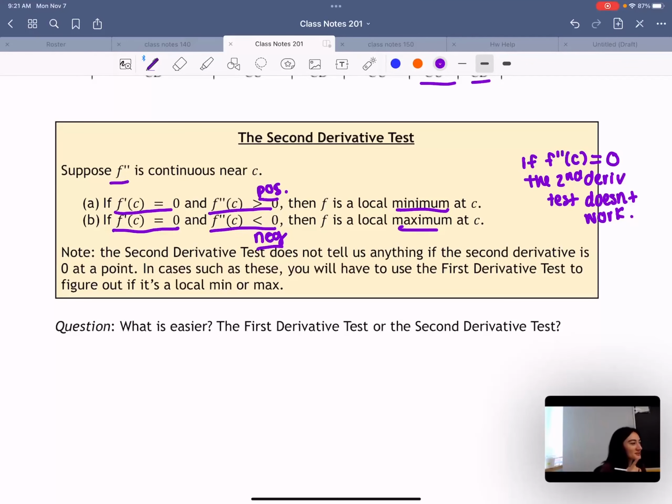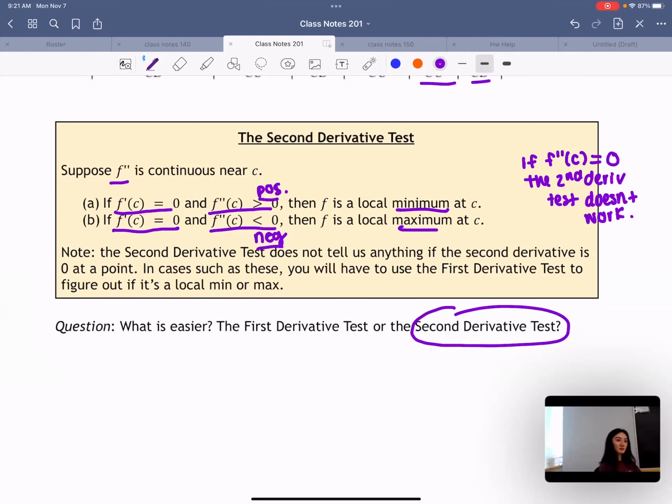Okay, what if it's a polynomial and it's really easy to find the second derivative? Honestly, it's kind of up to you here. To me, I think the second derivative test is easier. And I think when we do an example, you'll see that plugging in numbers is a lot easier than setting up a number line and plugging in numbers, seeing if the derivative is positive or negative. I think the second derivative test is actually a lot easier than the first derivative test, okay?